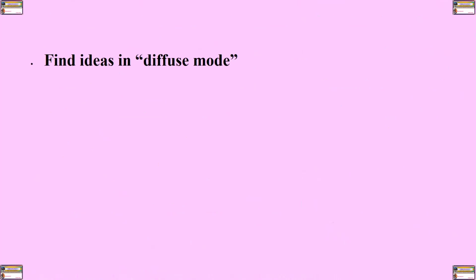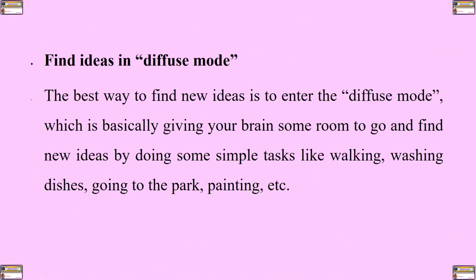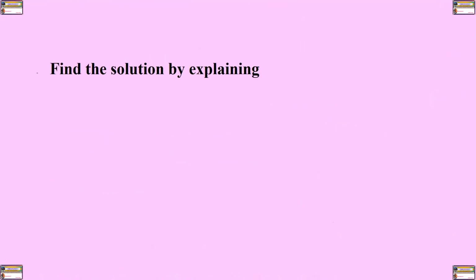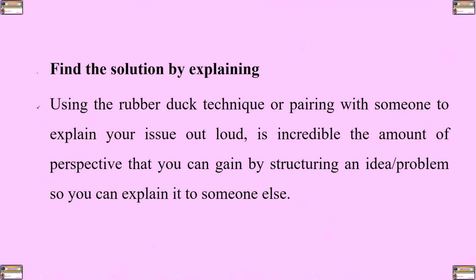Then find ideas in diffuse mode. The best way to find new ideas is to enter the diffuse mode, which is basically giving your brain some room to go and find new ideas by doing some simple tasks like walking, washing dishes, going to the park, painting, etc. Then find the solution by explaining.